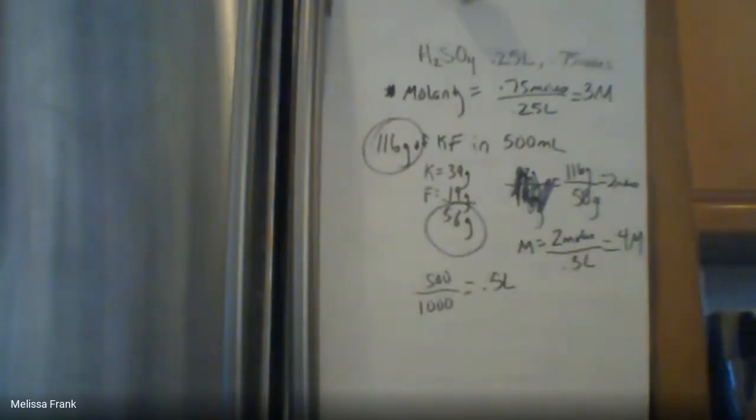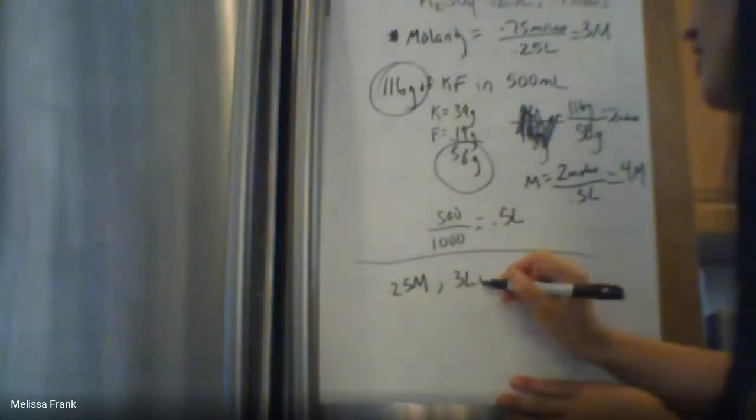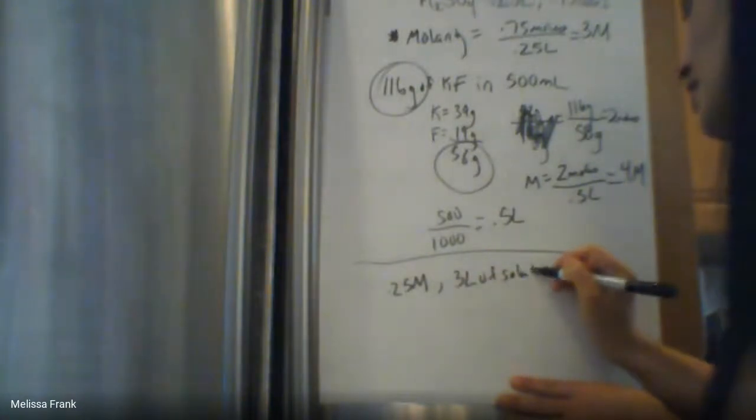Okay. Now sometimes they might give you the molarity and have you solve for the liters or solve for the moles. So if, for example, you're given a problem where they tell you that you have a 0.25 molar solution and that you have, let's say, 3 liters of solution. How many moles of solute are dissolved?